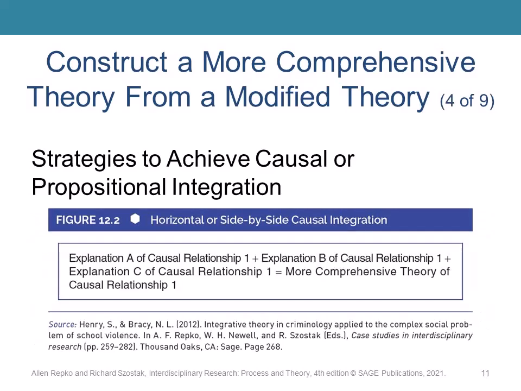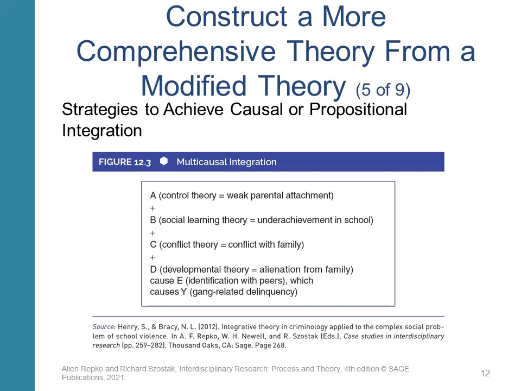Figure 12.2 from the textbook provides an example of a horizontal or side-by-side causal integration. When we combine three different explanations of a single causal relationship, we develop a more comprehensive understanding of that relationship. Figure 12.3 from the textbook provides an example of multi-causal integration.